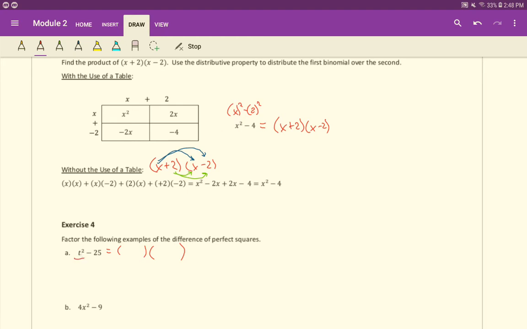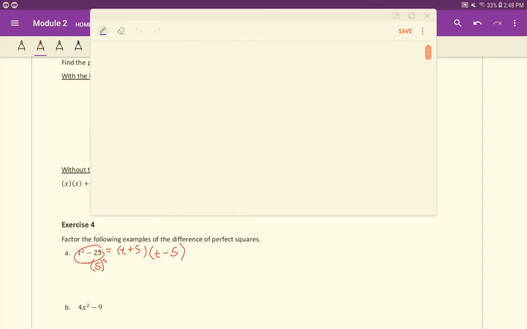Well, since we have t's here, right, both of these are going to need a t. Okay, and then additionally, we have this minus 25. Remember, minus 25, though, is minus 5 squared. So we're going to have a plus 5 here and a minus 5 here. And that's how we can factor that. Okay. So now we're working kind of backwards, right? We're not multiplying anymore. We're figuring out what two things, when you multiply them, give you this as an answer.